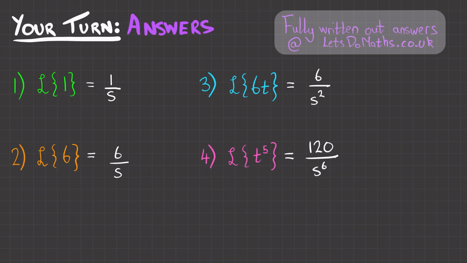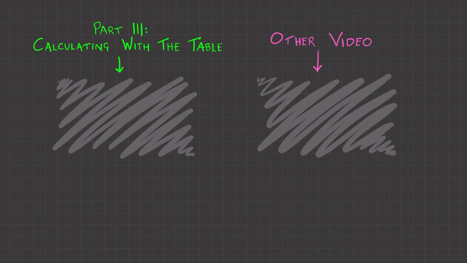This should help give you a grounding of how to get from the t domain to the s domain and where these values all come from. We can use these values and facts to then do Laplace transformations much quicker. So that will be part of the next video in part 3 with calculating with the table.